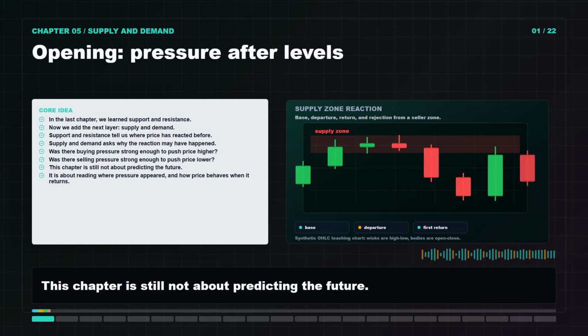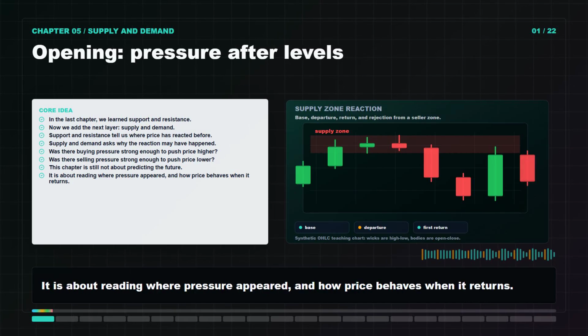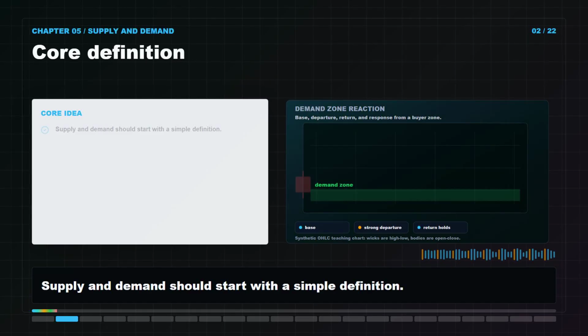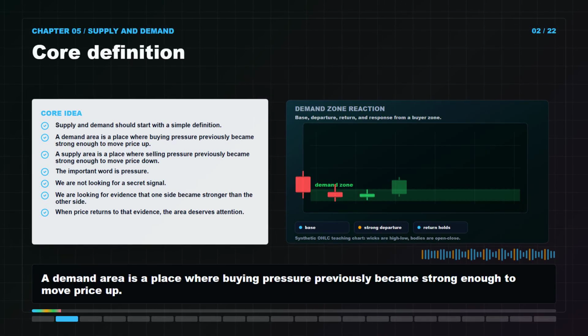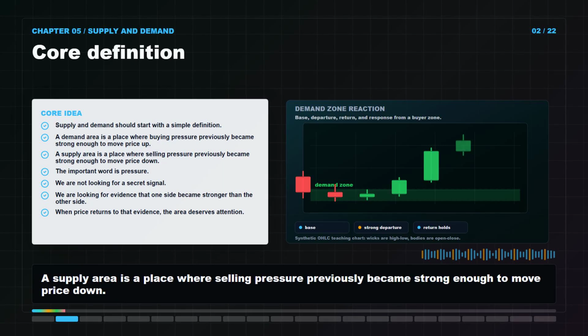This chapter is still not about predicting the future. It is about reading where pressure appeared and how price behaves when it returns. Supply and demand should start with a simple definition. A demand area is a place where buying pressure previously became strong enough to move price up. A supply area is a place where selling pressure previously became strong enough to move price down.